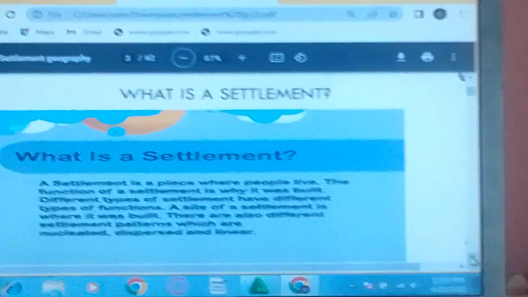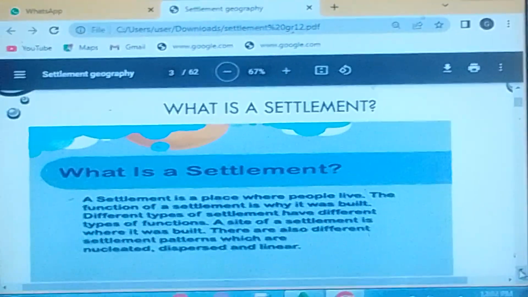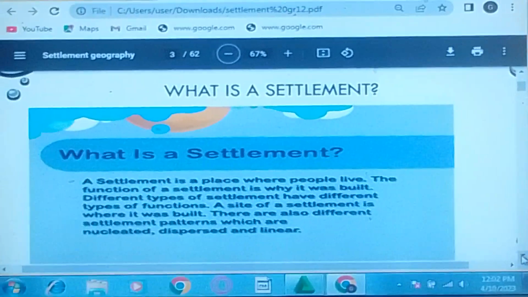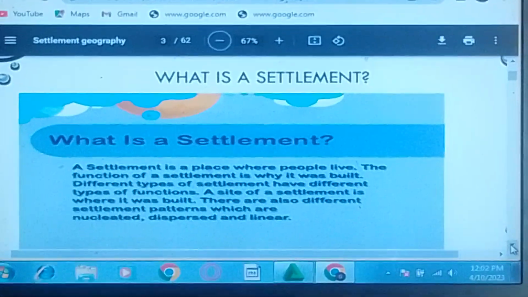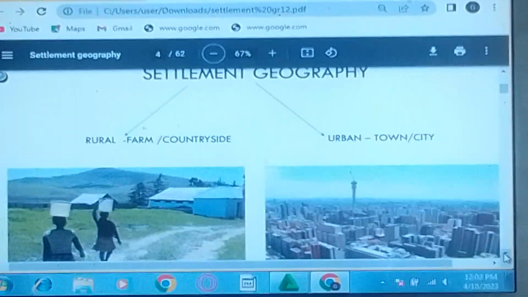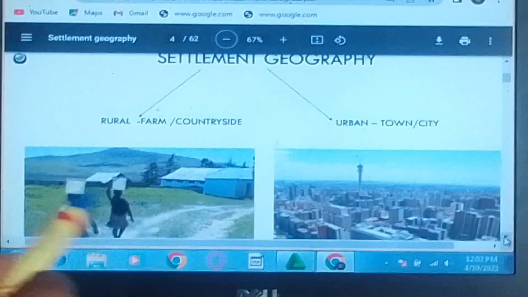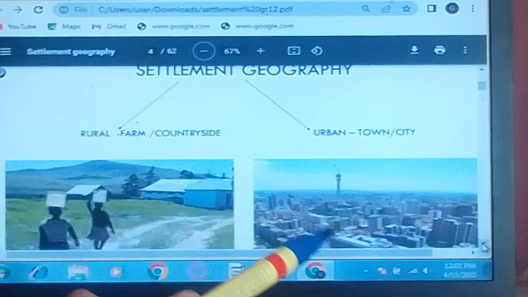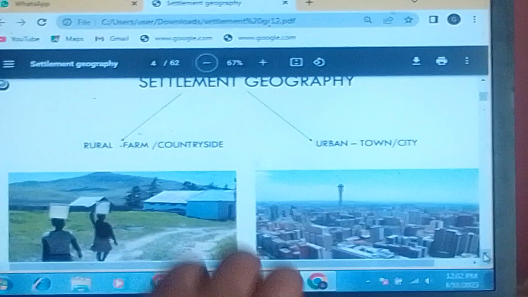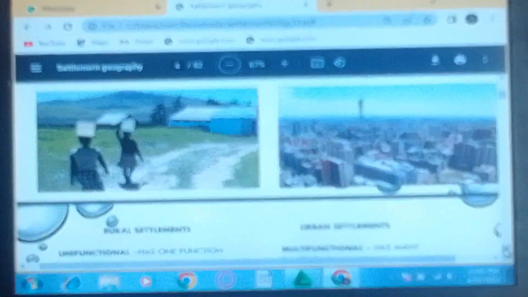When we refer to the site of a settlement, basically we are referring to the ground on which the settlement is actually built. And we also refer to settlement patterns. Are they nucleated? Are they dispersed? Or are they more in a linear shape? Elaboration of that will come further. So when we look at settlement geography, we have two types of settlements: rural, the farm and the countryside, and urban, town and city. Urban areas, basically we are looking at our towns and our cities, as you can see in the diagrams there.